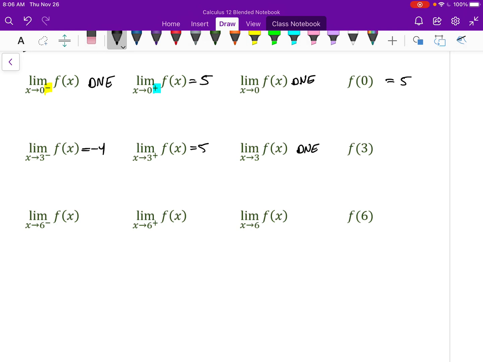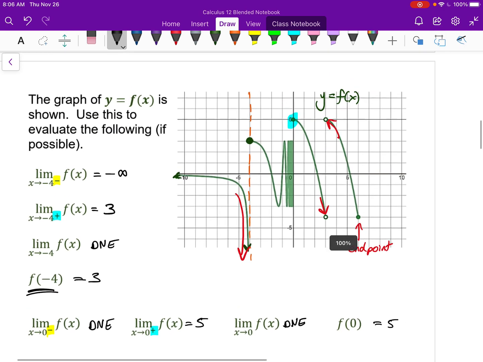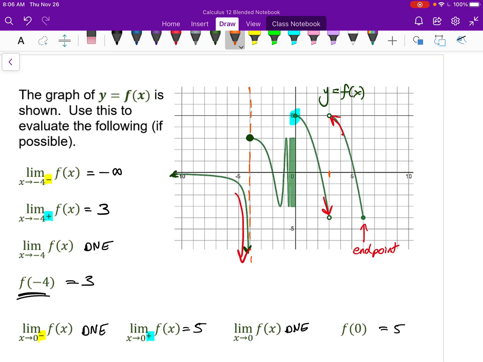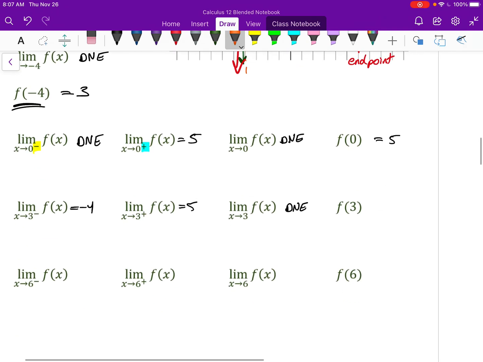And what is f at 3? Well, now I'll look at my graph. When x is 3, which is right here, both of these are open points, which means my function is not defined when x is 3. So I literally say this is undefined.